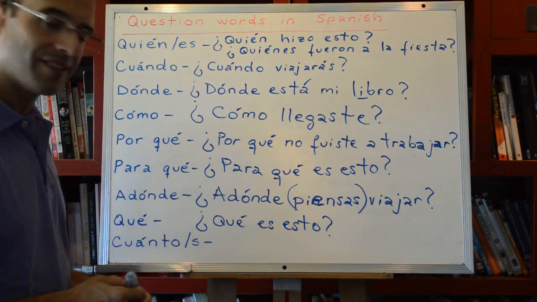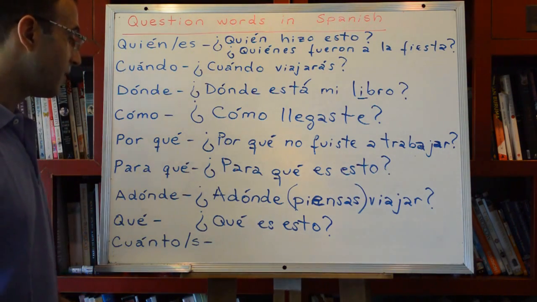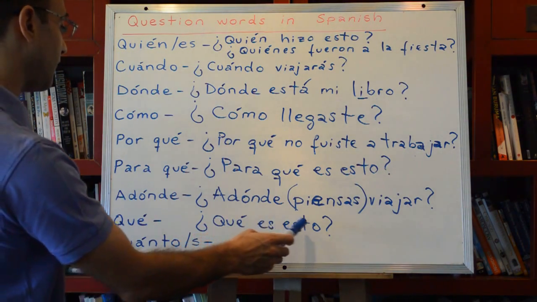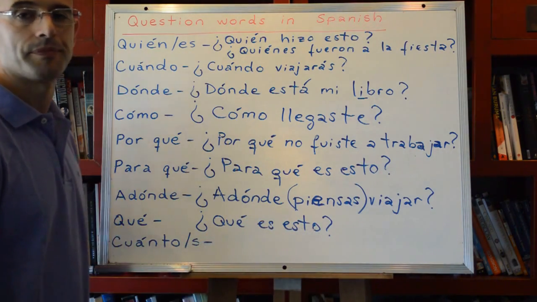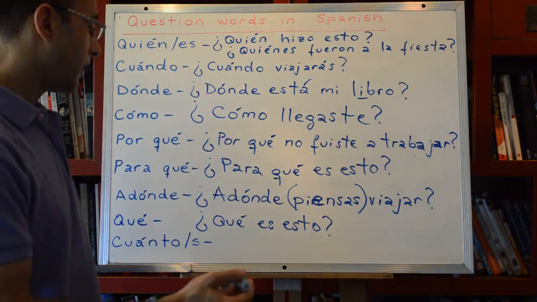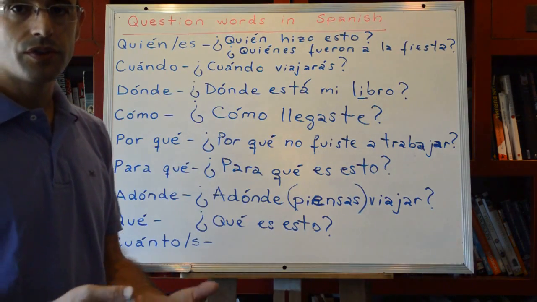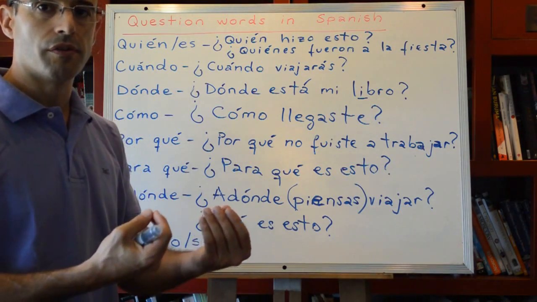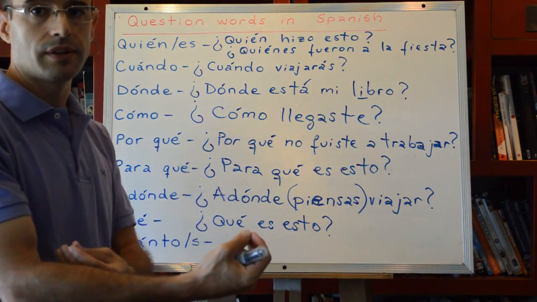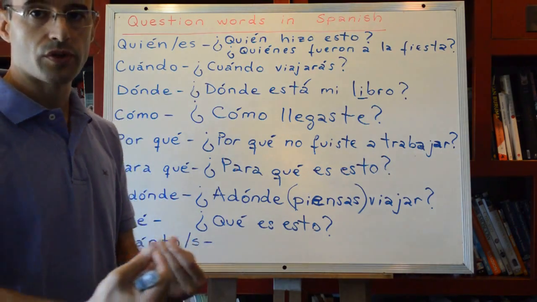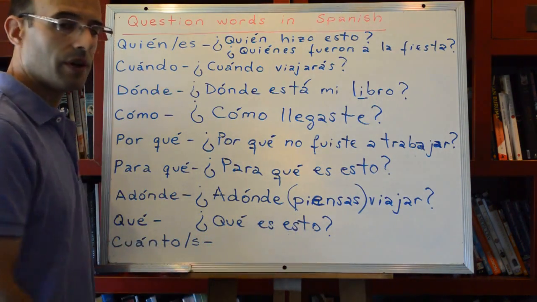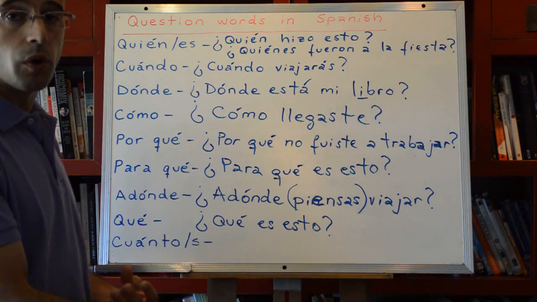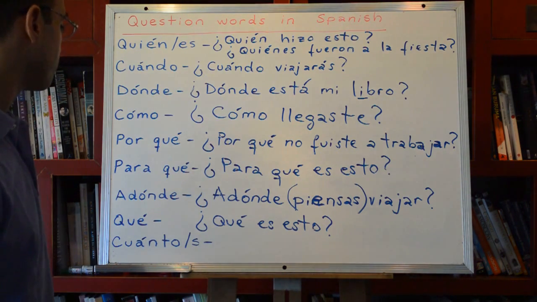What is this? ¿Qué es esto? What is this? Remember, in Spanish, we do not change the order of verb and subject, as in English for question words. That's why this would be, what is this, right? That would be the correct order of the structure.